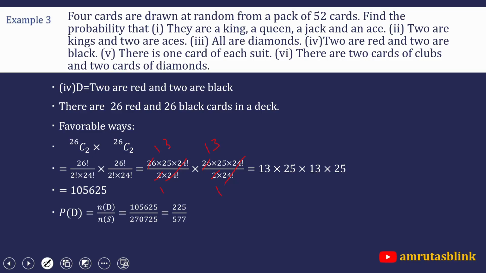1,05,625 upon 2,70,725, and you can divide this by 25, and the best possible fraction we will have as 225 upon 577 is the final answer.